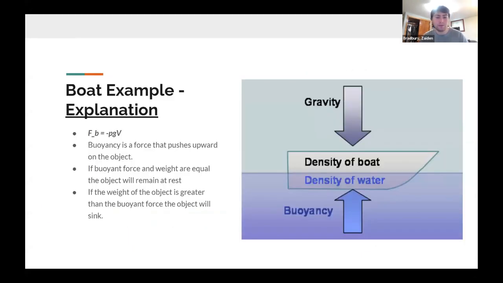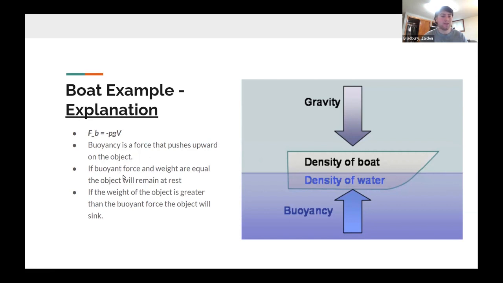So for the boat example, much like an object on solid ground, both gravity and normal force keep the object at rest. The buoyant force pushes upward on the object and gravity pulls an object downward. And there's a certain relationship between the two that determines whether an object in water will sink or float. To understand how this works, it's important to know how density plays its role in the equation here. The force of buoyancy equals the negative density times gravity times the volume. And so with that, you have your weight.